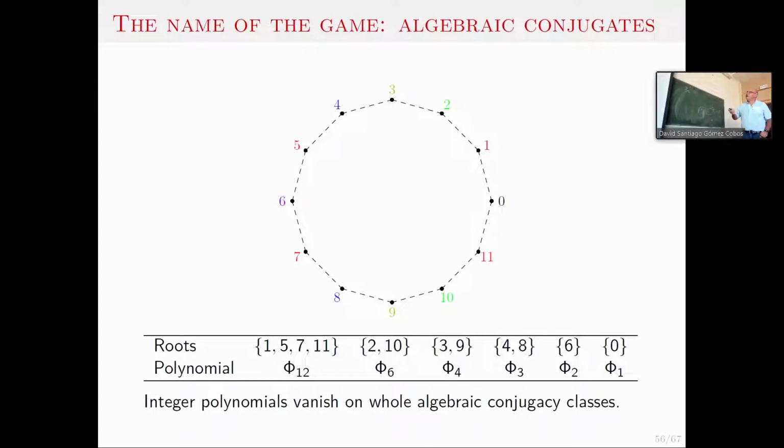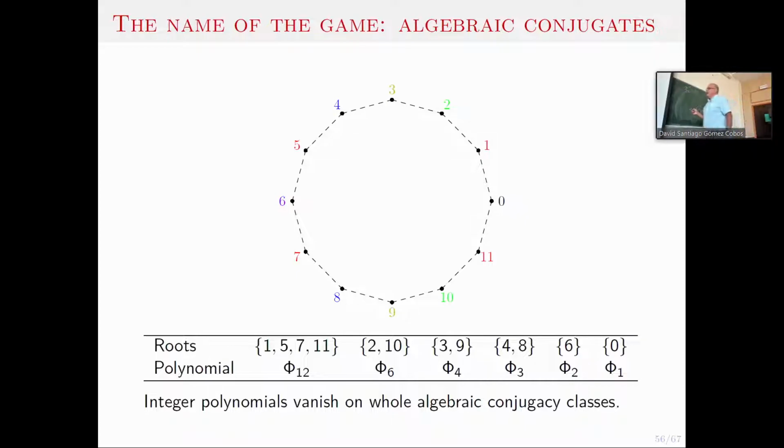But I would like to repeat a little bit what I said about the algebraic part of the proof. So let's look at, say, the 12th roots of unity. The 12th roots of unity, if you look at them on the unit circle, you can order them like this. Because 12 is not a prime, they split into so-called cyclotomic classes.